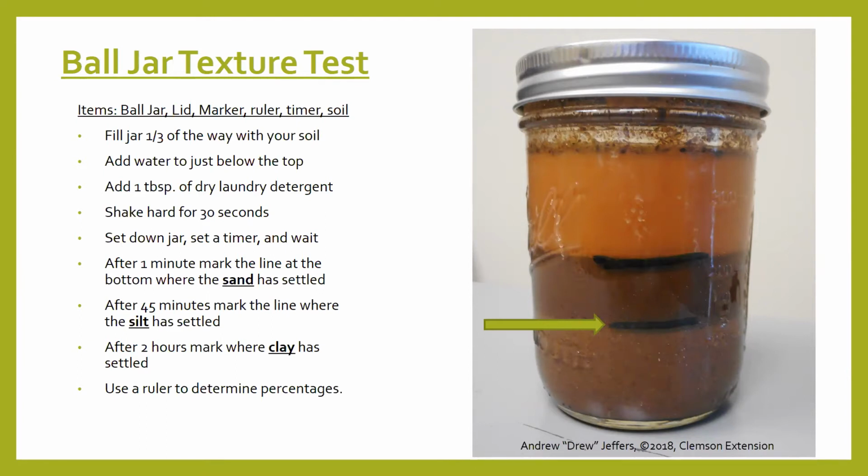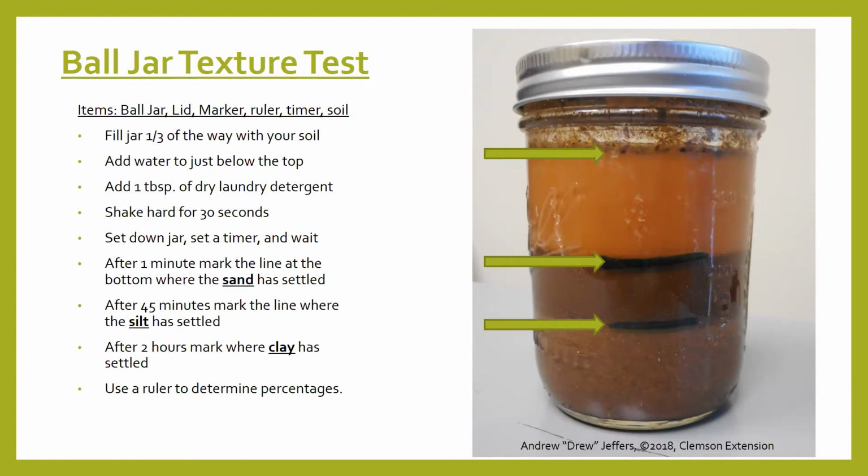Then you'll wait until the 45-minute mark, and you'll mark where the silt has settled, the second layer and the next particle size down. And then after 2 hours, you'll mark where the clay has settled. Sometimes there'll be some maybe clear water, or more likely than not, some organic material floating on the surface, but you should be able to distinguish where the layers separate out if you give it time.